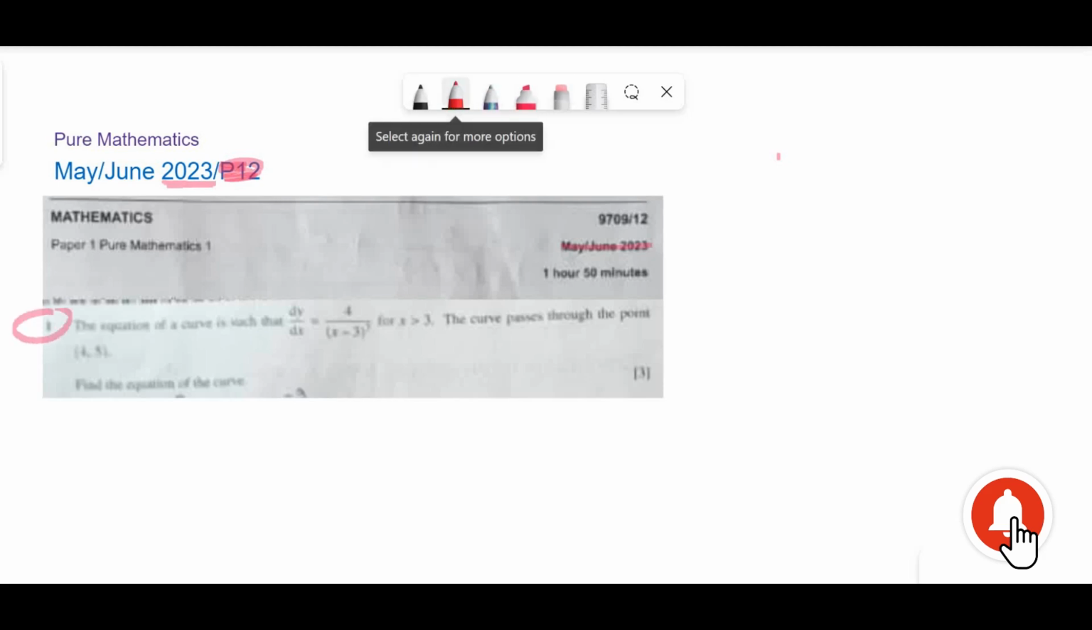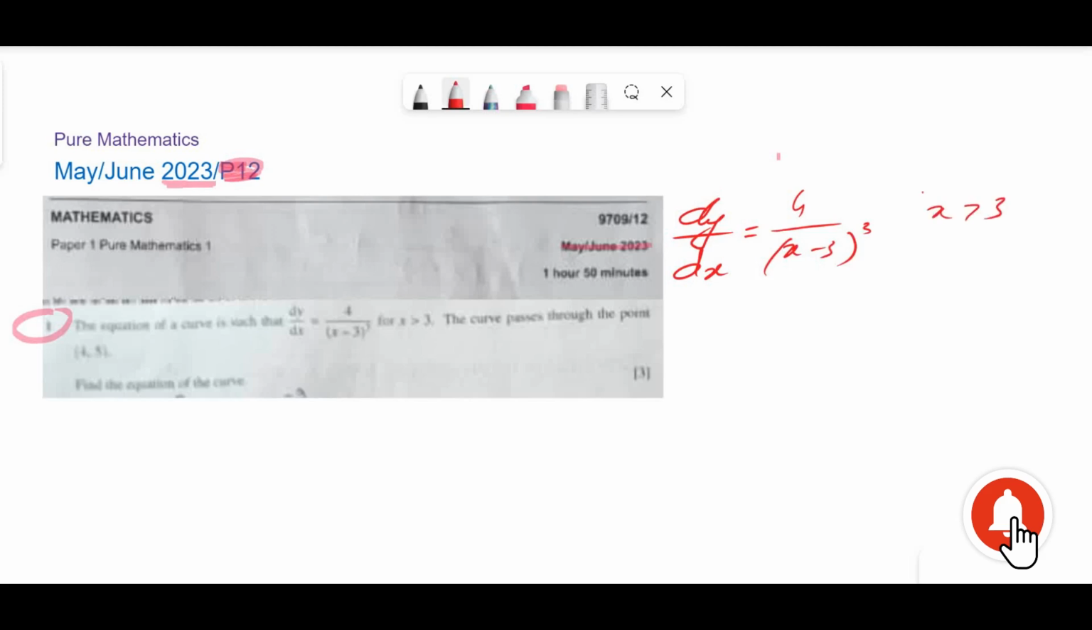Now question number 1: the equation of the curve is such that, let me write it over here, dy by dx is equal to 4 by (x minus 3) whole cube, where x is greater than 3. The curve passes through the point (4, 5). Let me write it over here. Now find the equation of the curve.